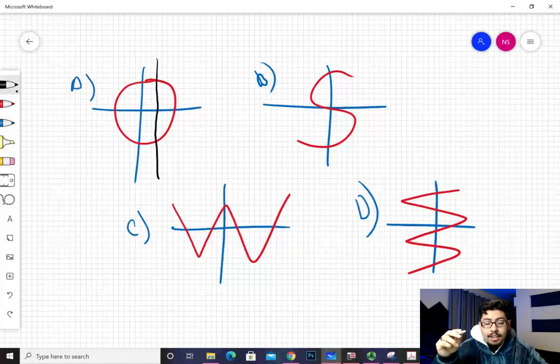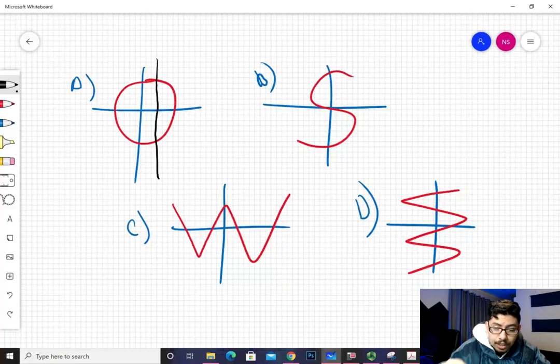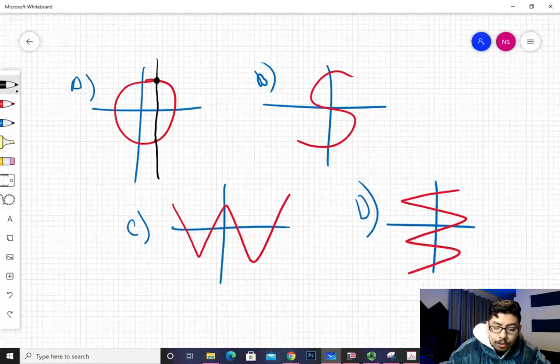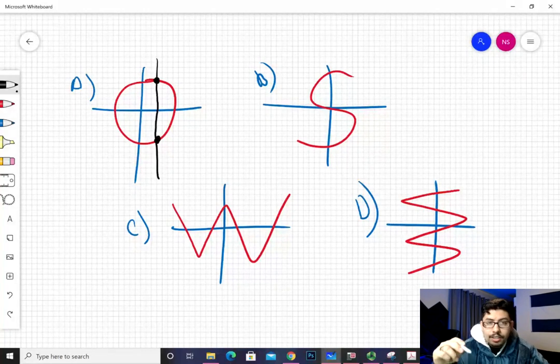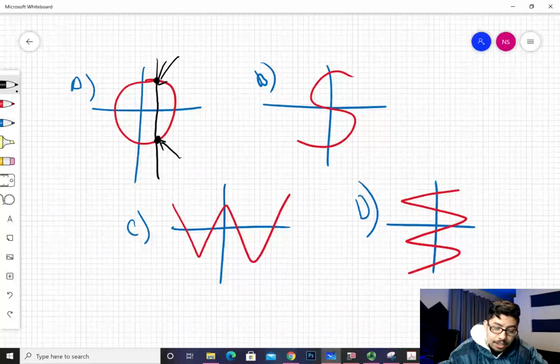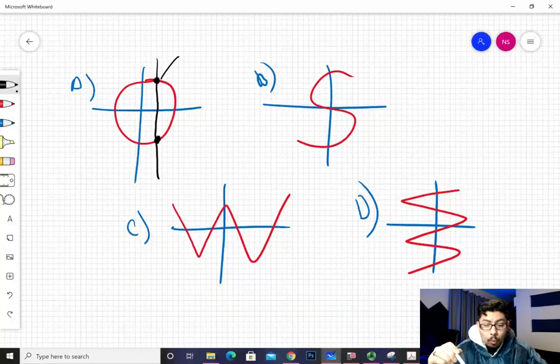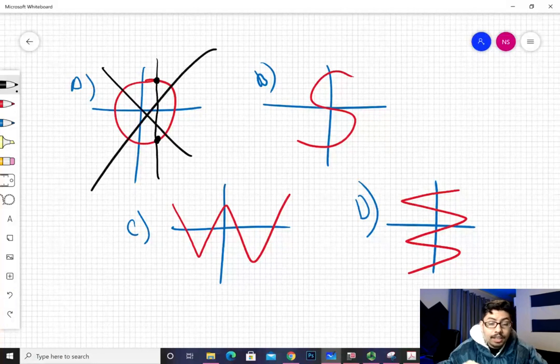And then on that vertical line that you just drew, pinpoint where exactly your vertical line touched your function at any point. In this case, I touched it there and I touched it there. Did you touch it more than once? Yes, in this case, I see 2 points. That means this is not a function.